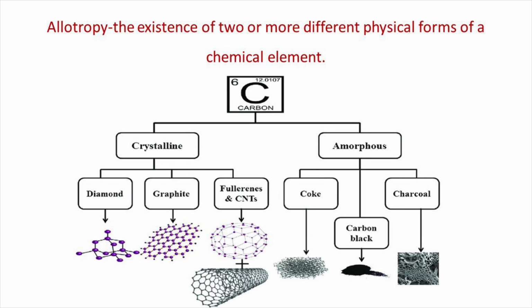The next general characteristic of group 14 elements is allotropy. Allotropy is the existence of two or more different physical forms of a chemical element. Carbon exists in different forms, crystalline and amorphous. The different crystalline forms are diamond, graphite, fullerene, CNT. The different amorphous forms are coke, carbon black, charcoal.